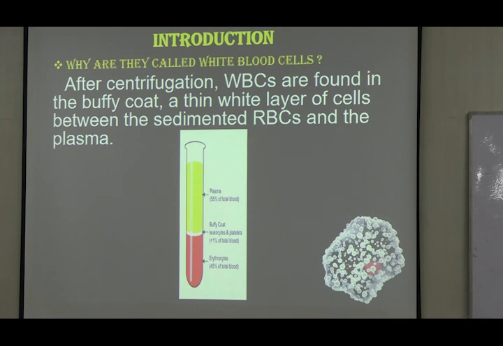When we centrifuge blood, adding anticoagulants, we know how many layers we get? Two: plasma and the cellular part. This is mainly RBC. In between, there is a coat. We call it the buffy coat. And these white blood cells are present in the buffy coat, and this layer is white. That is why the term is given white blood cells.